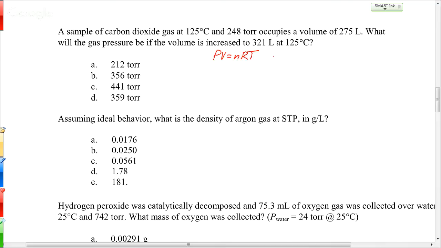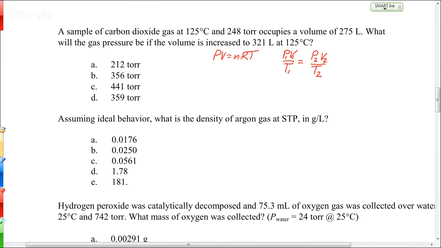We can rearrange this expression to say PV over T equals nR. nR is basically constant in this type of problem because we're not changing the number of moles of gas. We're just changing the pressure, volume, or temperature. So that means pressure times volume divided by temperature always has to be constant. So given an initial pressure, volume, and temperature, if that has to be constant, assuming moles are constant, we can have this kind of relationship.